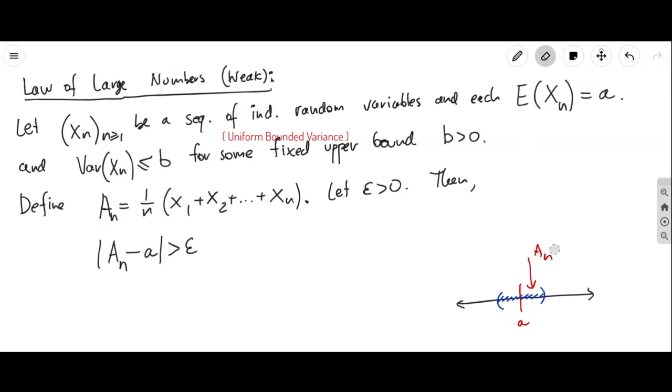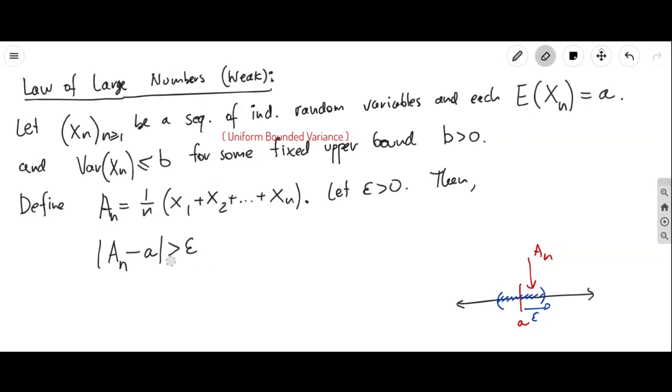Okay, so we want it to fall. You think of this interval band as having thickness epsilon. And we want to say that an has to fall somewhere within this band. And we're saying if it falls outside the band, then we're on the other side.